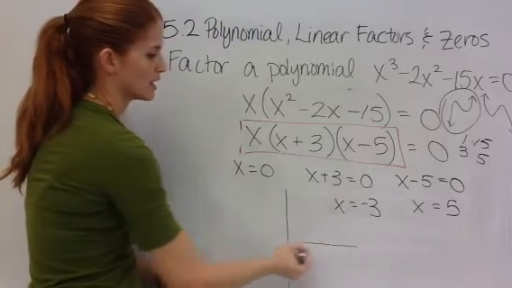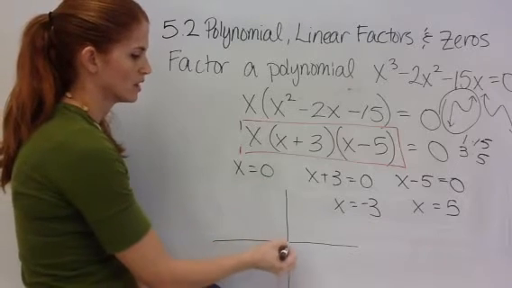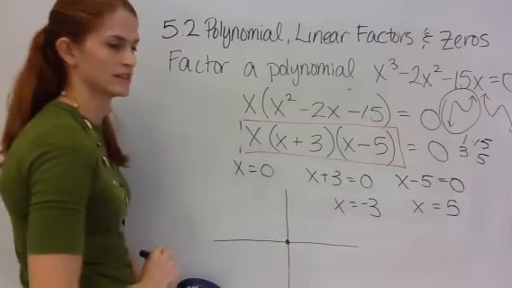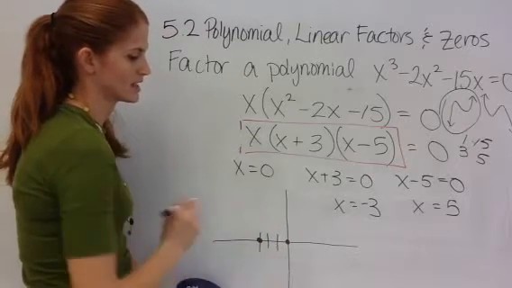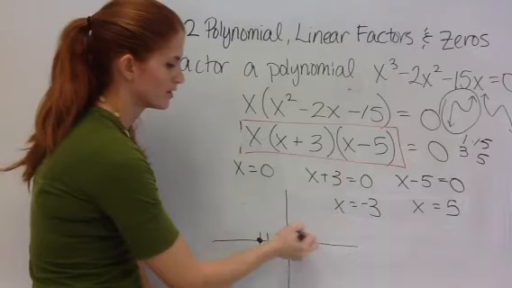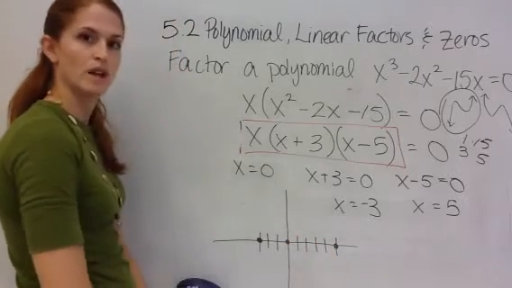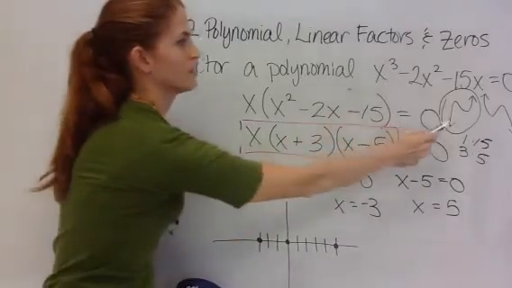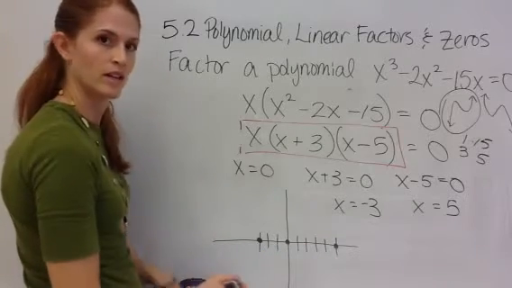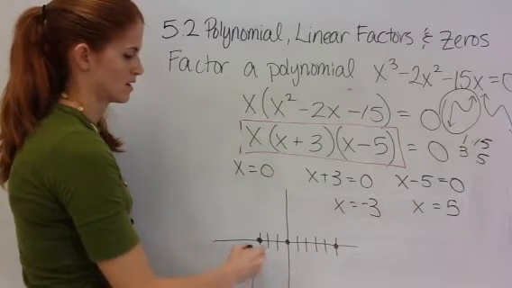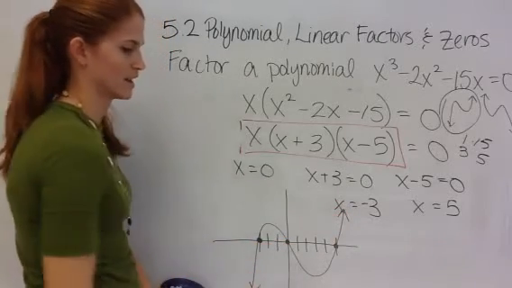I'm going to plot the points that I know on the graph. I know that at x equals 0, it crosses the x-axis. At x equaling -3, it crosses the x-axis. And at x equaling 5, it crosses the x-axis. So now what I need to do is draw my graph like this one so that it hits these 3 points. To do that, it's going to look something like this.